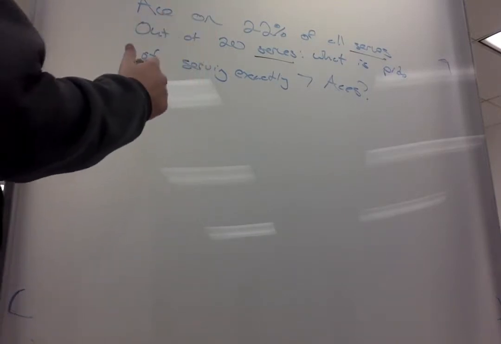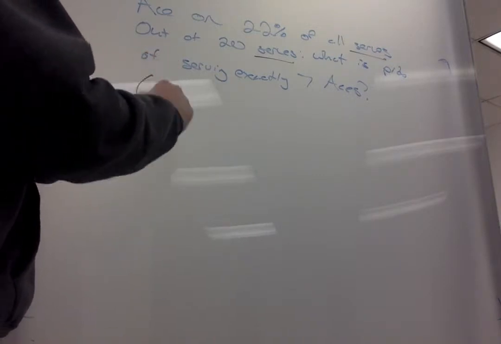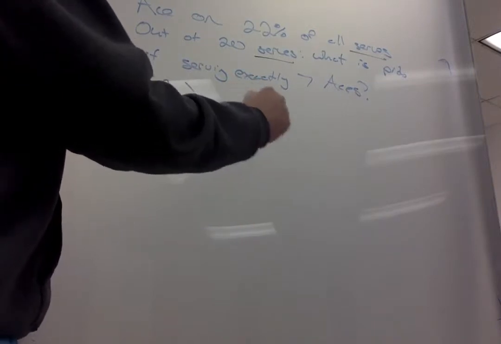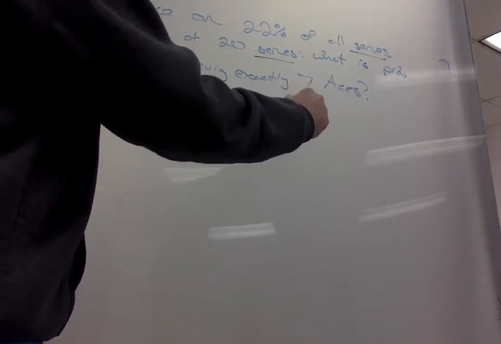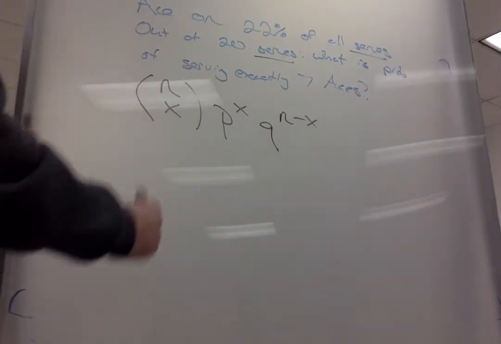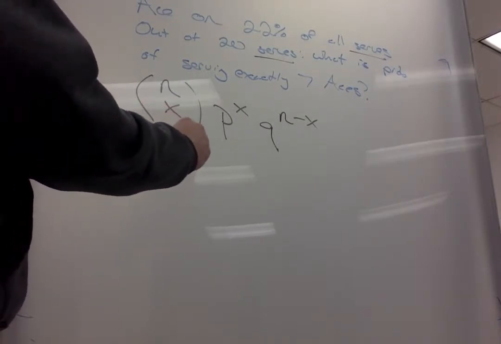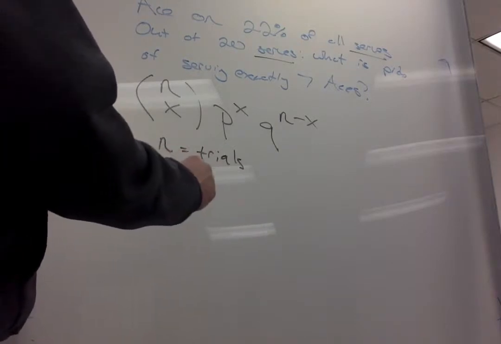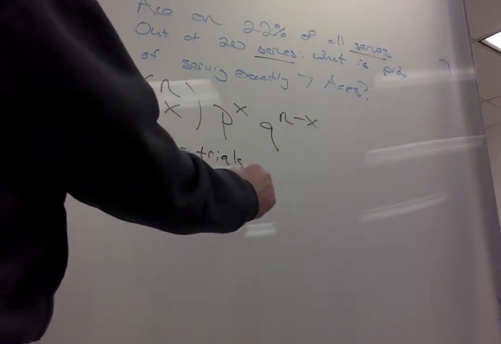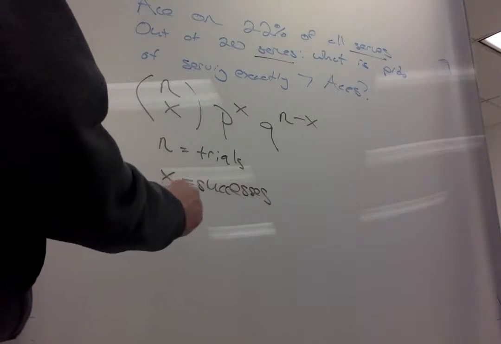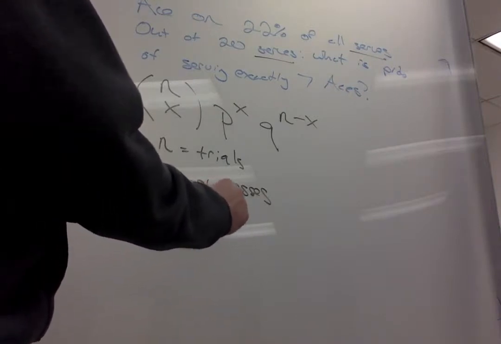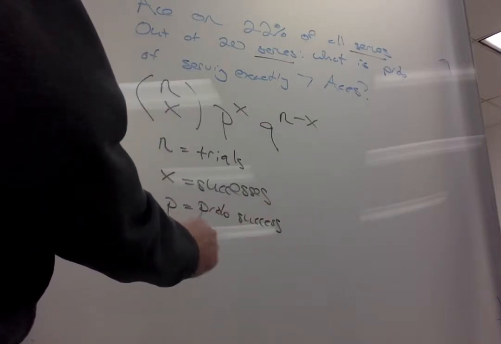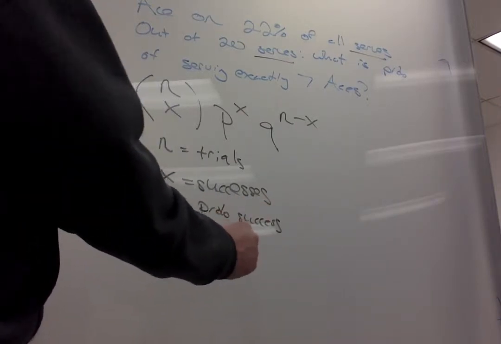The binomial distribution looks like this: n choose x, p to the x, q to the n minus x. Now the way these variables are, that is n total trials, looking for x successes, with p the probability of success, and q the probability of failure, which in this case is 1 minus p.